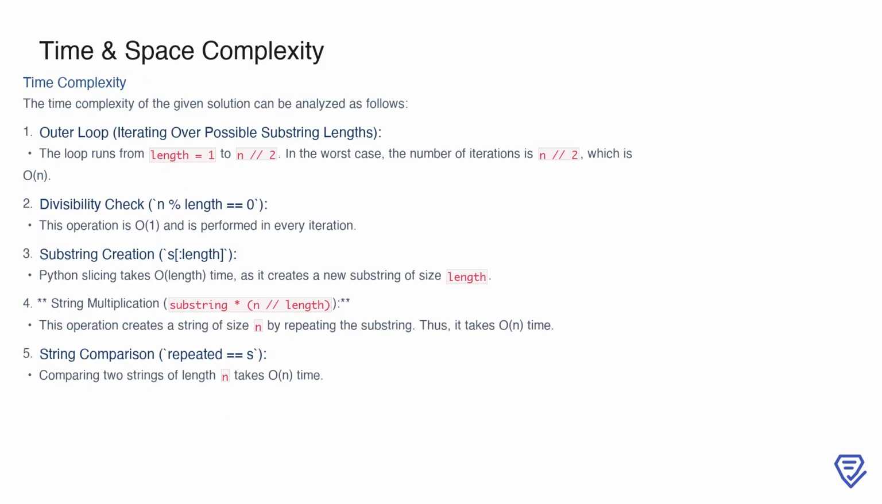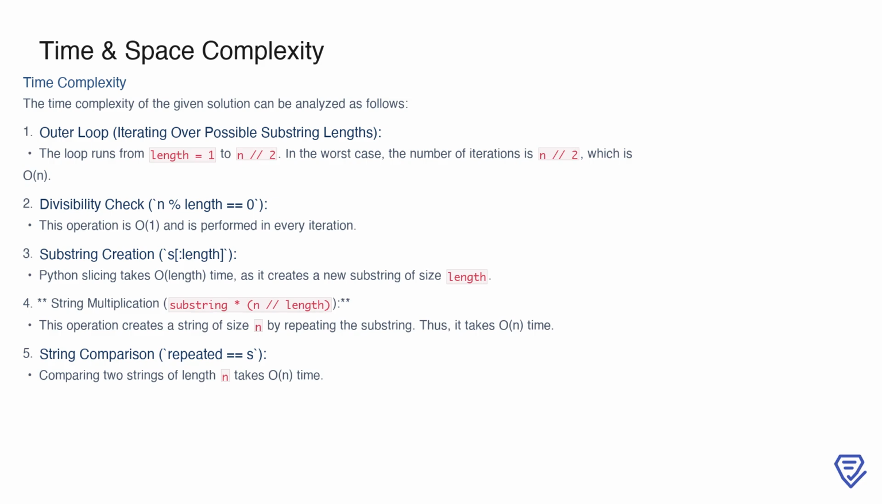To analyze the time complexity of this solution, we start by examining the outer loop, which iterates over possible substring lengths from 1 to n divided by 2. In the worst case, this results in n divided by 2 iterations, which is O(n). Within each iteration, there are several operations to consider. First, the divisibility check to see if n is divisible by the current length is a constant time operation, O(1).